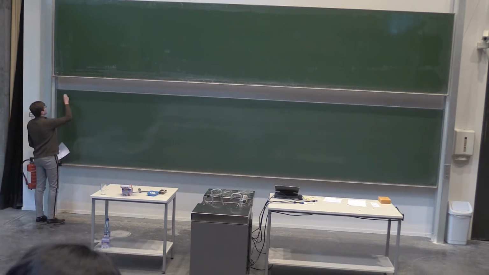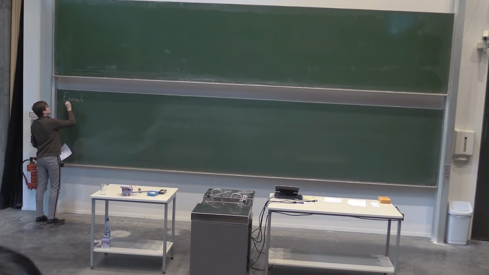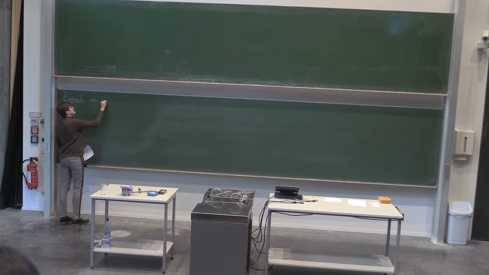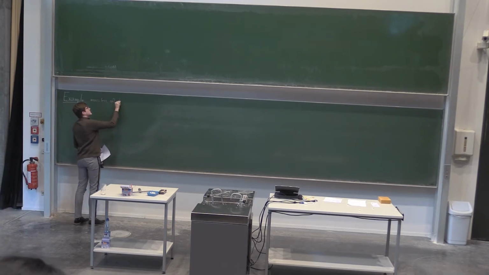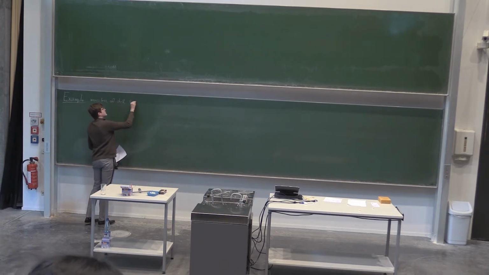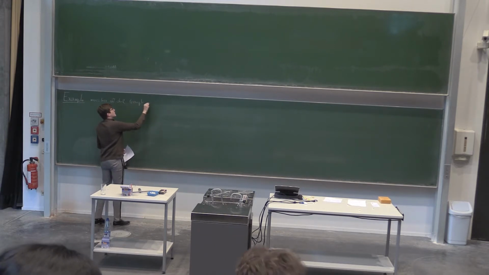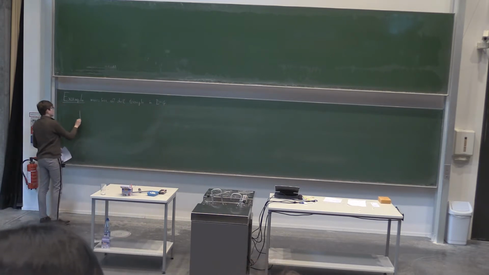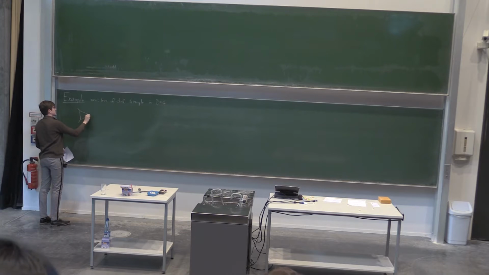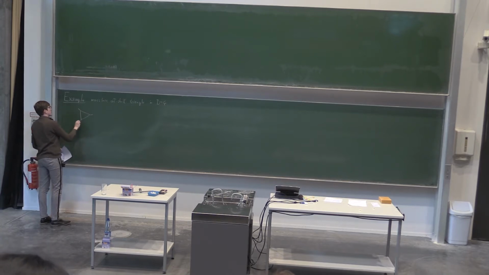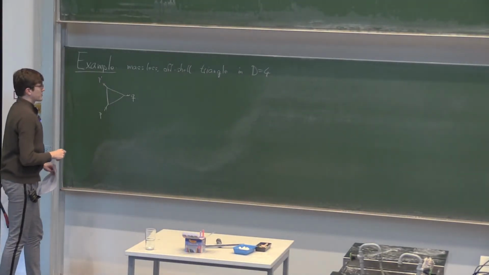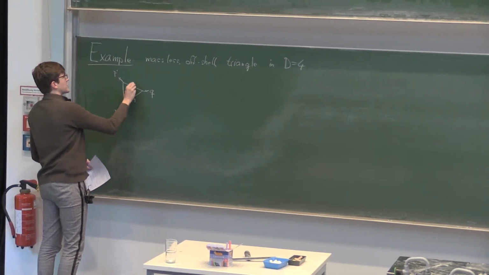So we look at an example. We look at the massless off-shell triangle in 4 dimensions. So we have a graph like this. I'm using the same symbols just because we've used them throughout. Normally, I would probably call them differently. With edges 1, 2, and 3.